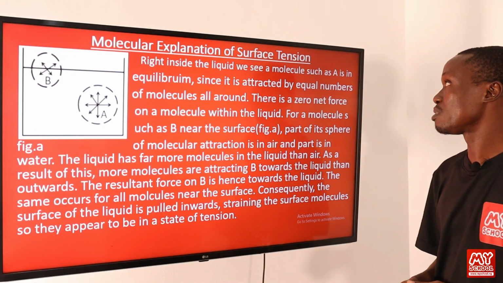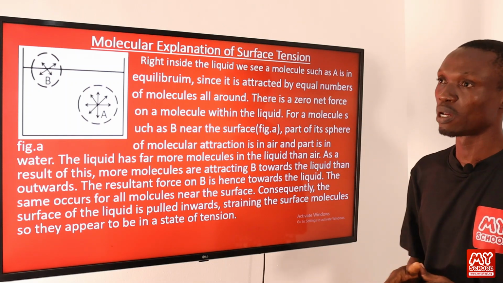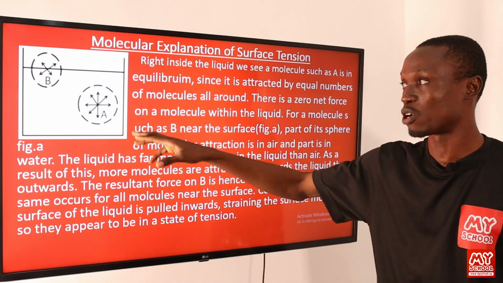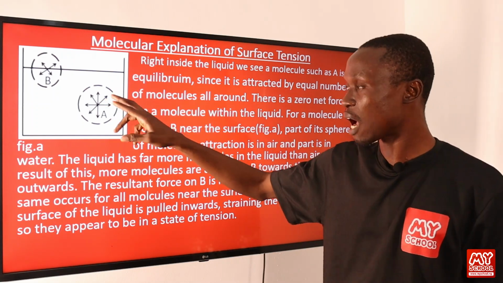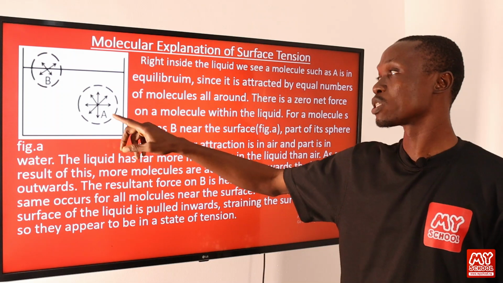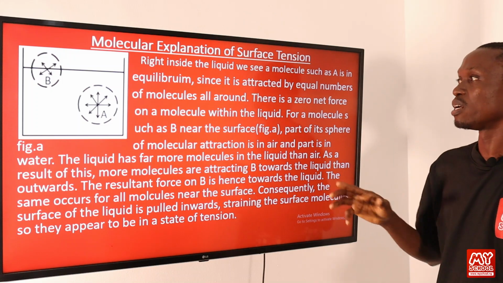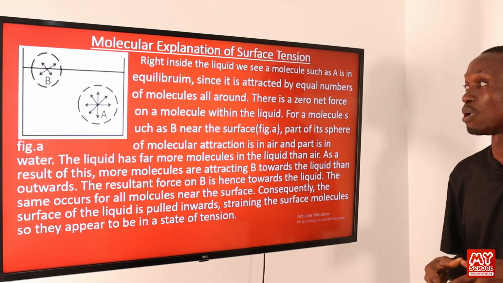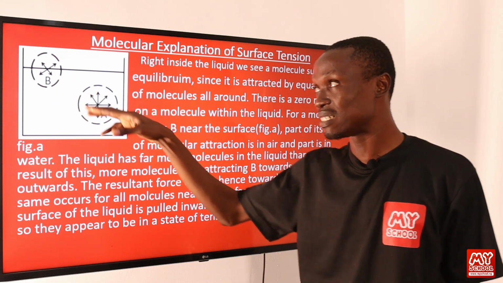Right inside the liquid, molecules such as A are in equilibrium. Why is molecule A in equilibrium? The reason is that it is attracted from all sides, from all directions, by other surrounding molecules. So this is molecule A, and around it are other molecules too, which we do not indicate, but they are there. This molecule A is attracted from all directions by other surrounding molecules, and for that reason, molecule A is in equilibrium. In that state, we say there is zero net force on a molecule within the liquid, and this is true for other molecules within the liquid.